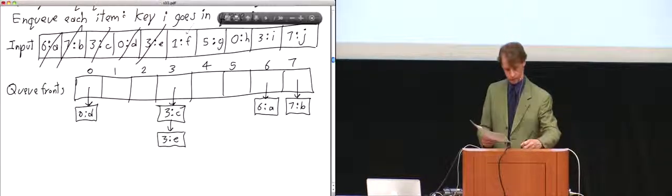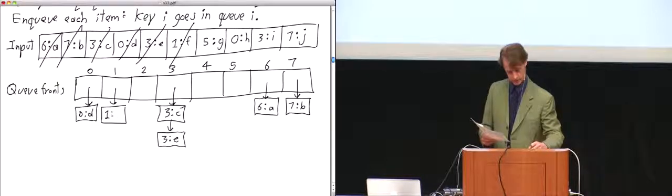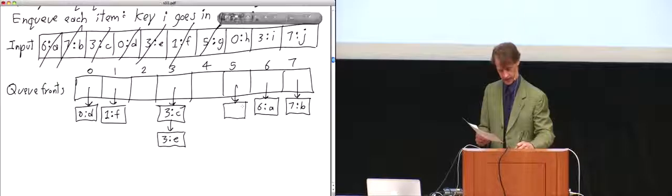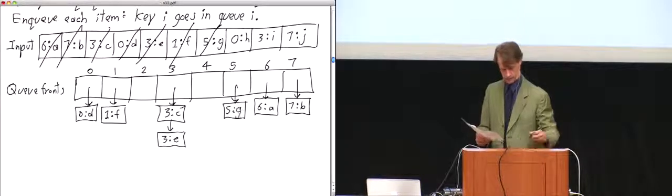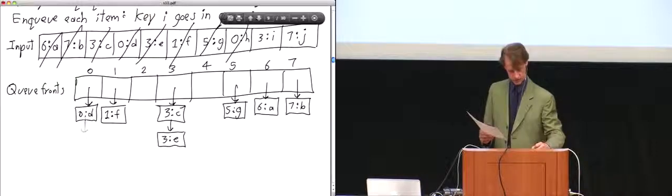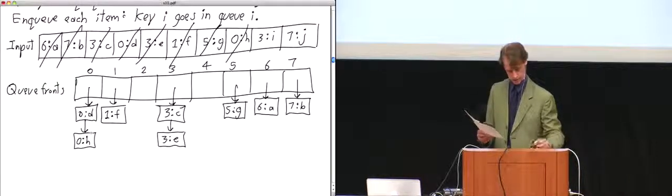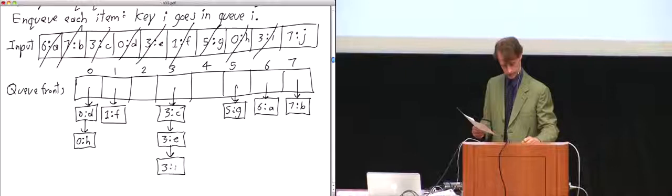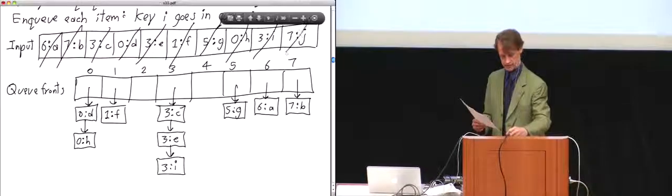I go on to 1F, put 1F into Q1. 5G goes into Q5. 0H goes into Q0. 3I goes into Q3. And 7J goes into Q7.